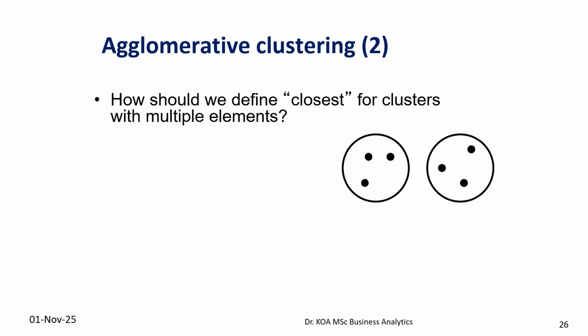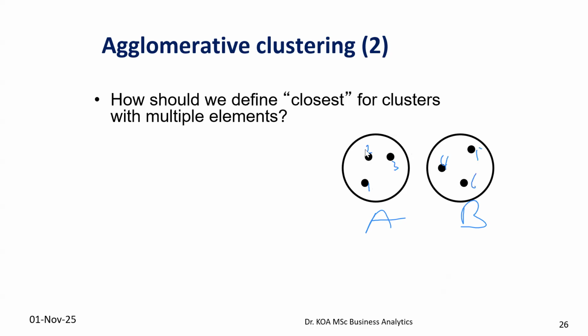If you look at this, how should we define the closest for the clusters? They all have 3 elements. How do you define the closest? Suppose I want to define closest between clusters here. Let me just name it. Let's call this A and call this B. Ideally, let's assume that you have 1, 2, 3, and then here 4, 5, and then 6.